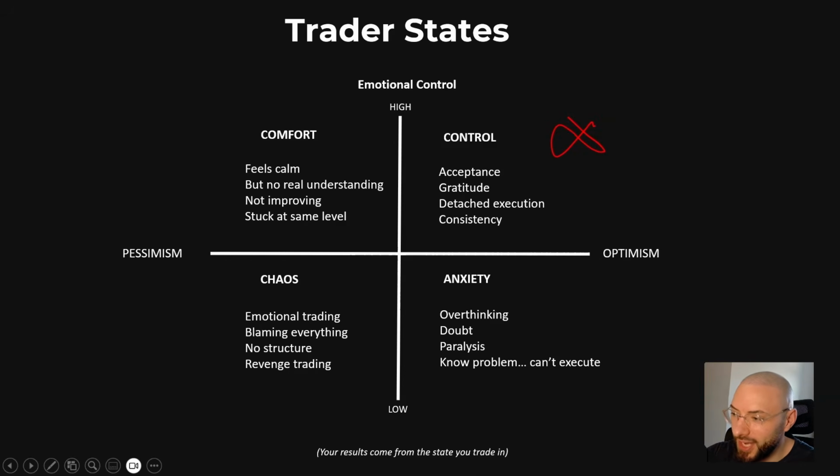Where most traders find themselves is in this area down here. They're pessimistic and they've got that low emotional control. So that leads to emotional trading, blaming everything, no structure, revenge trading, etc.